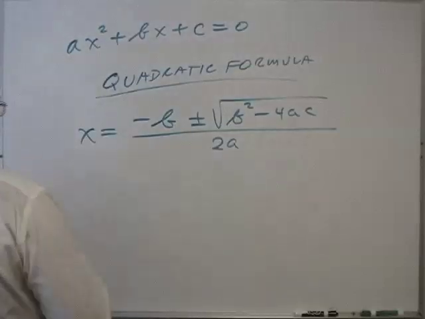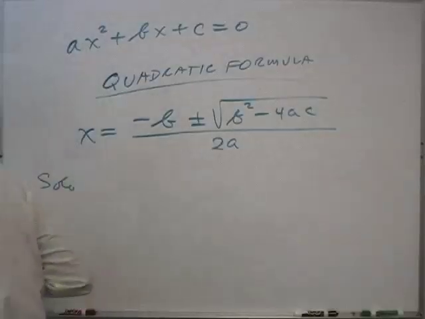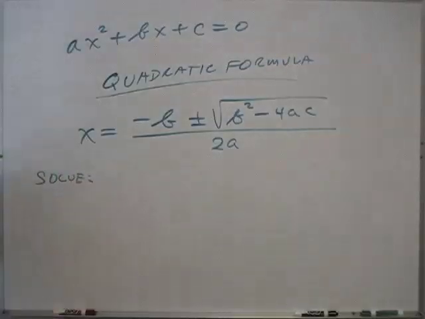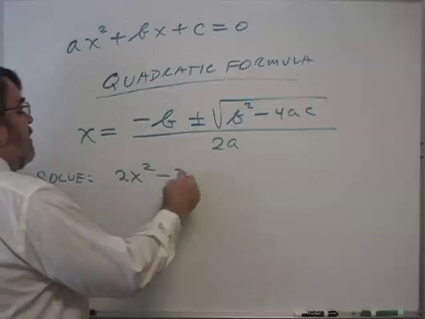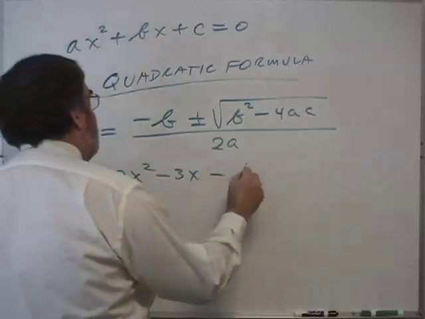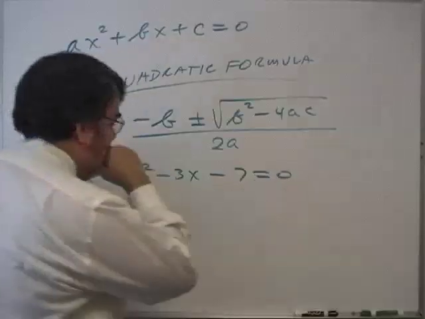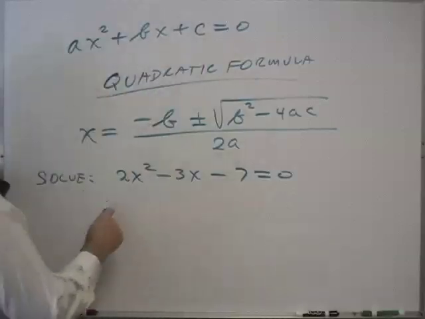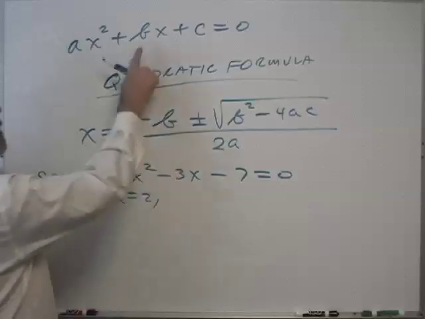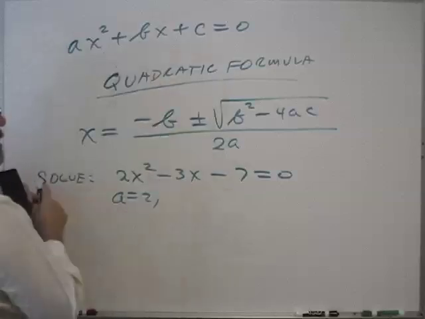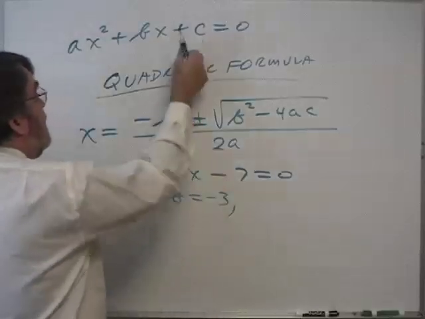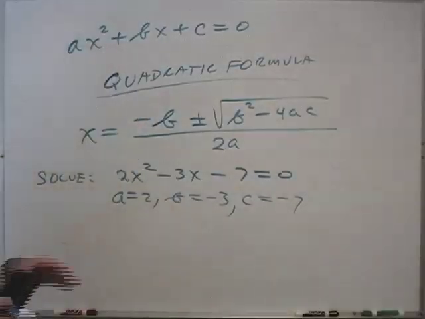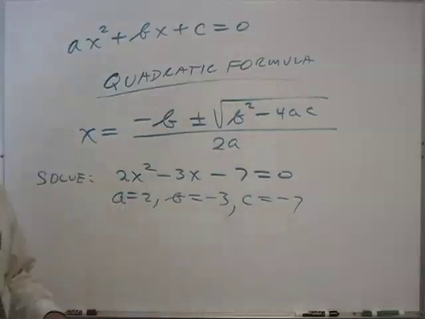Suppose that we're going to solve 2x squared minus 3x minus 7 equals 0. All right, well, comparing it with up here, 2 is equal to a, so a equals 2. b is the number in front of x, so b is negative 3. And c is negative 7. So it's a good idea to write out your constants before you plug them in.